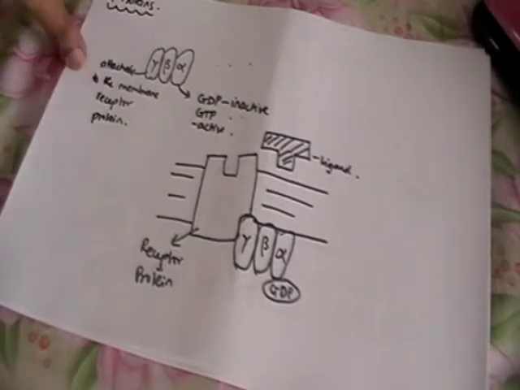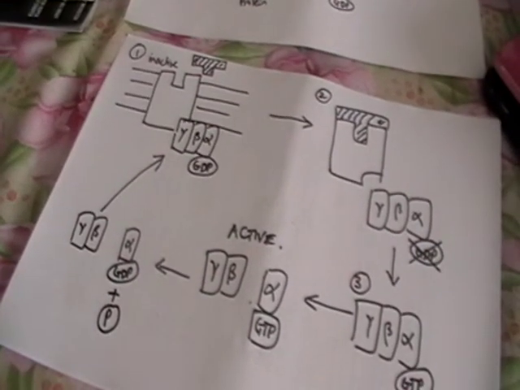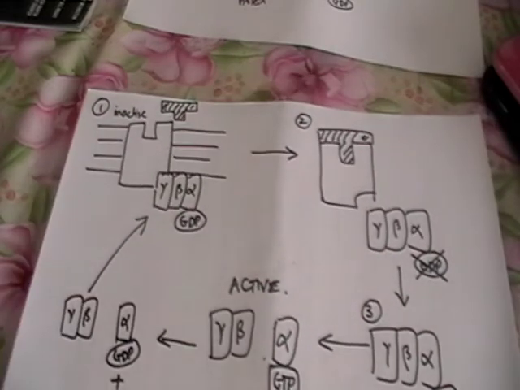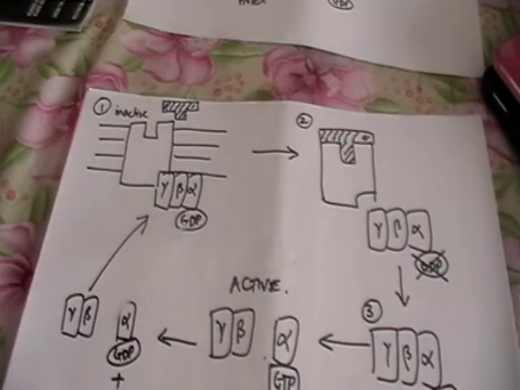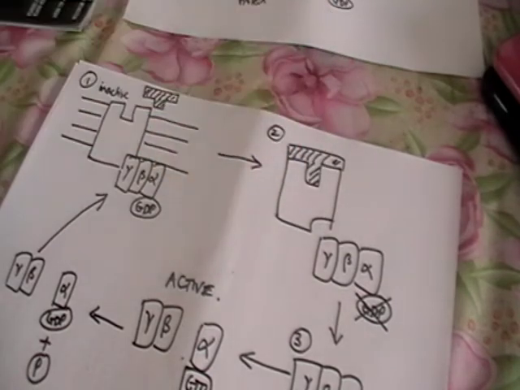Now let's look at the sequence of events to activate it. So this is the process of activation. In the inactive form, you just have the ligand hovering over the membrane receptor protein. Okay, at this point it is inactive because it hasn't bound to it yet, and the GDP is still attached to the alpha subunit.